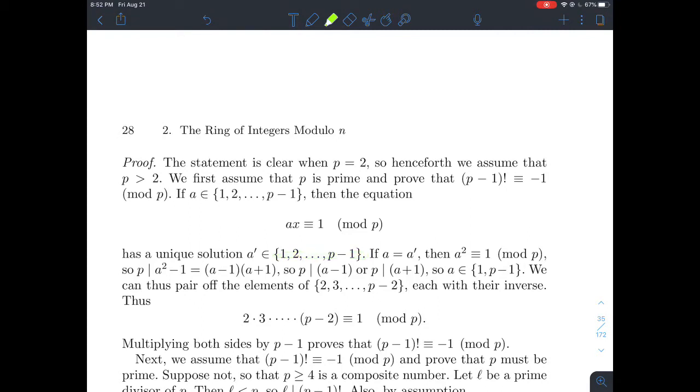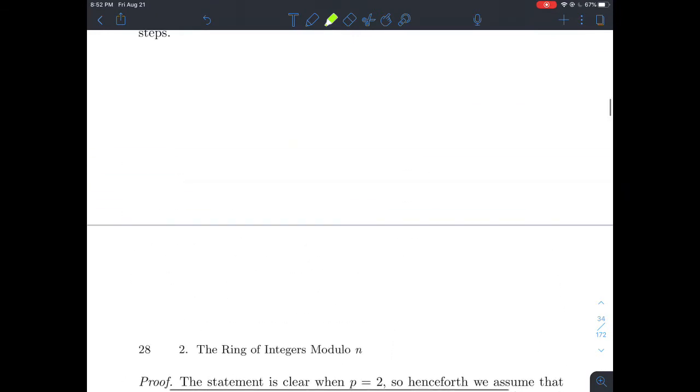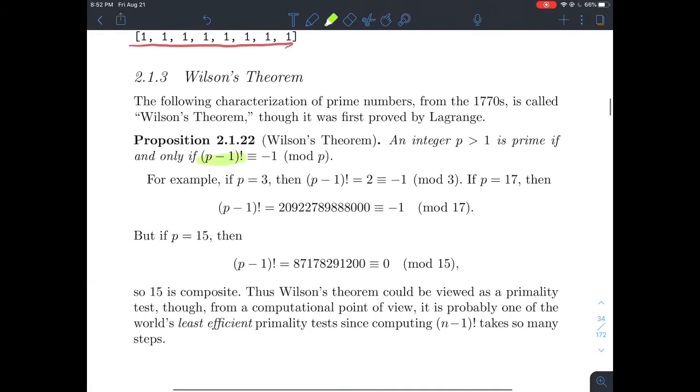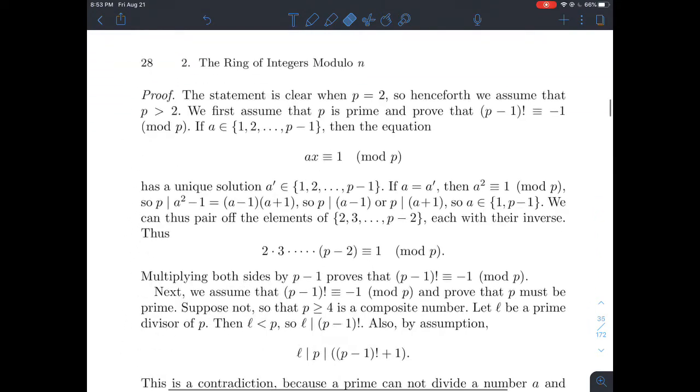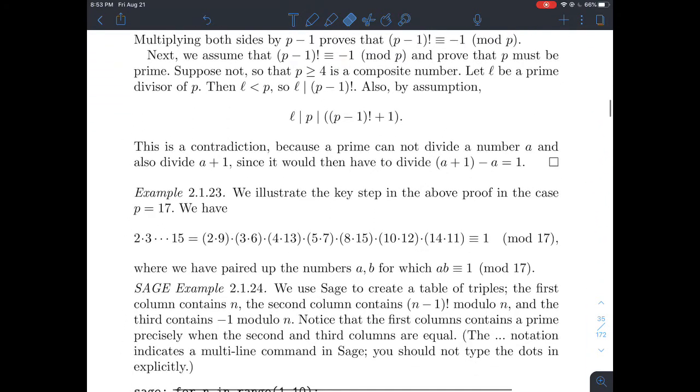Now, the idea is that I would like to pair each a off with its inverse a prime. Because in Wilson's theorem, what am I doing? I am multiplying all the numbers less than or equal to p minus 1. So when I multiply, I'd like to group the inverses next to each other. And to give you a more concrete idea of what I mean, if I scroll down a little bit, let's think about mod 17 here.